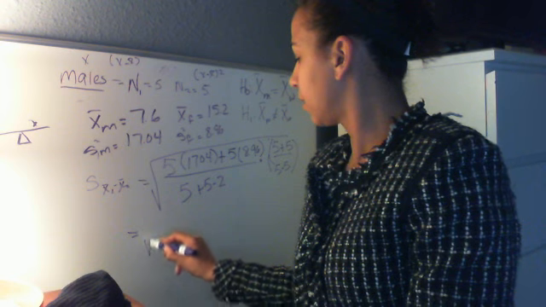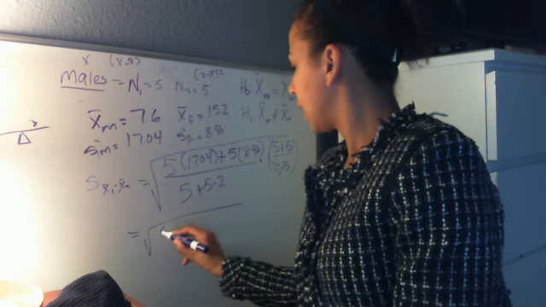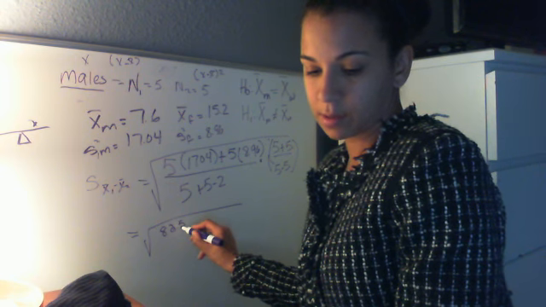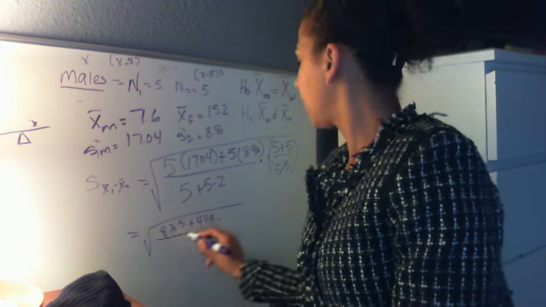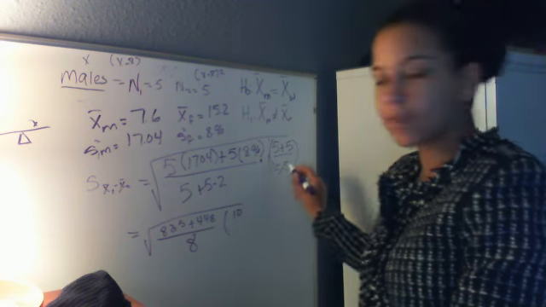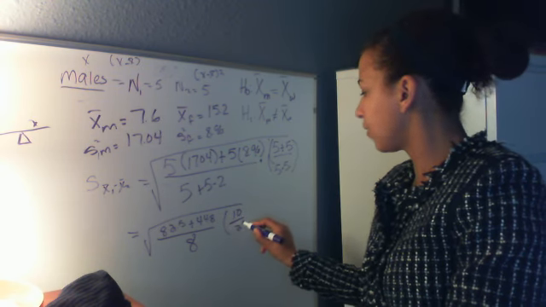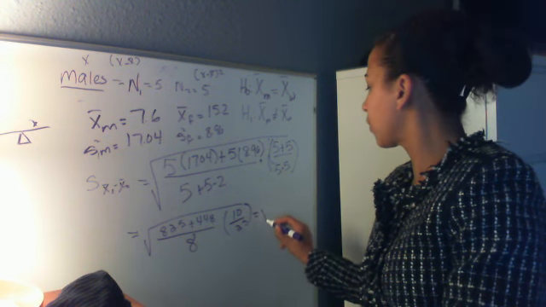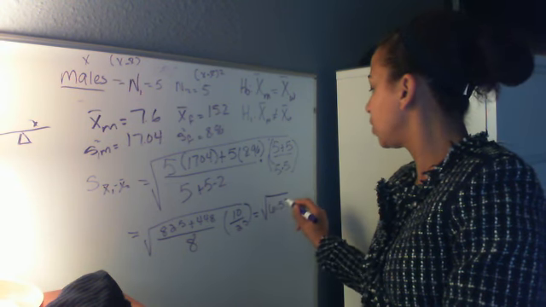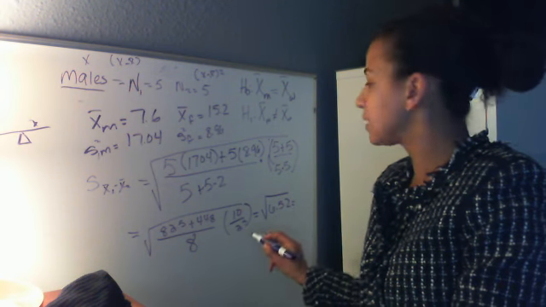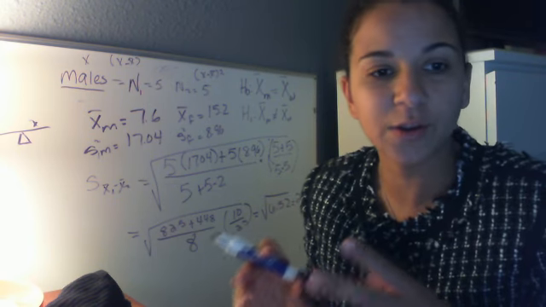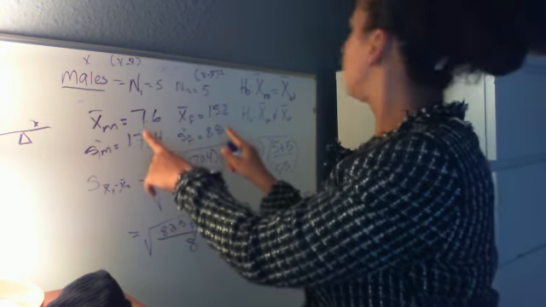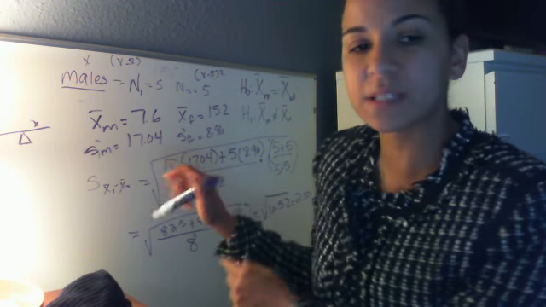So I end up with the square root of 82.5 plus 44.8, divided by 5 plus 5 is 10, minus 2 is 8, times 10, 5 plus 5 is 10, over 5 times 5 is 25. This is just equal to the square root of 6.52. Once I take the square root of it, I'm left with 2.55. All of that just to get the standard error of the means, because I have two different x bars and standard deviations, and I want to know the difference between the two.